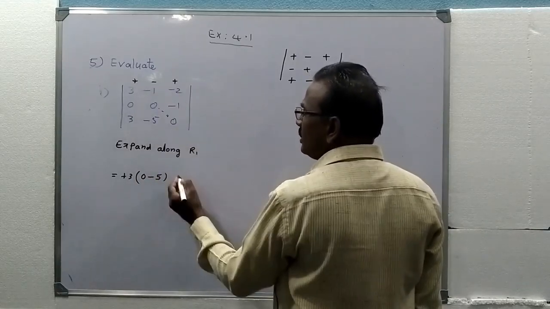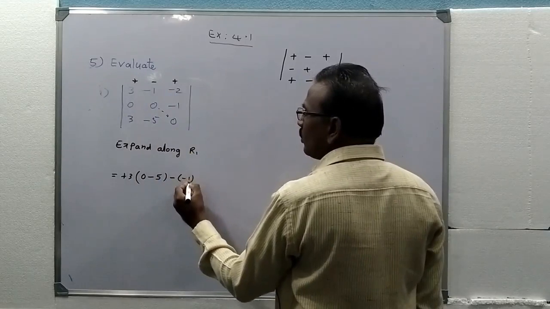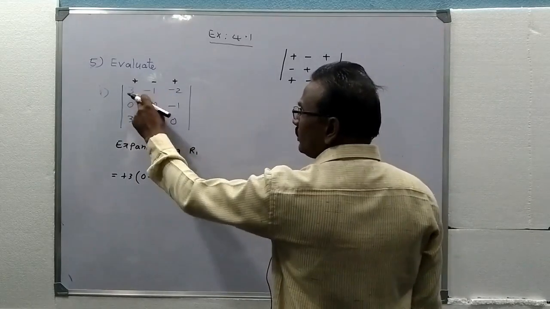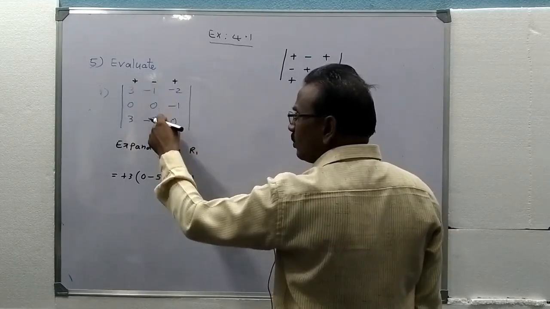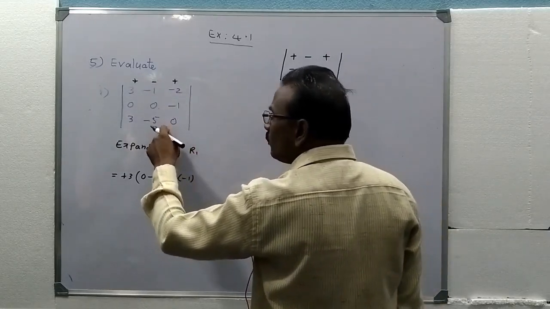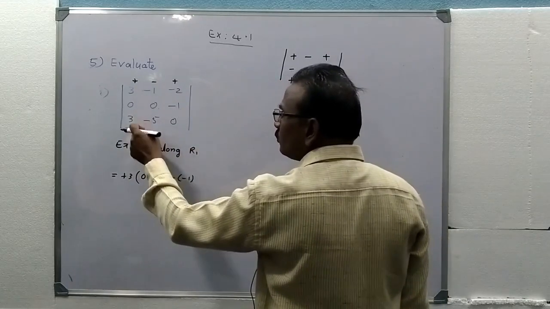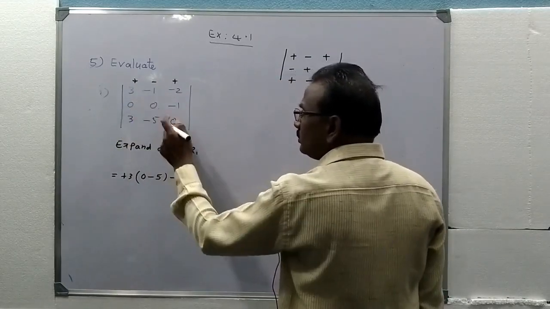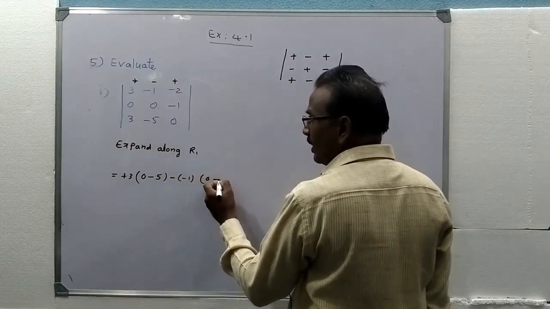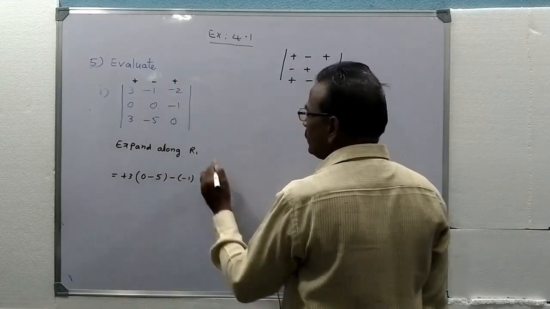Next sign is minus, element is minus 1. Here minus 1 is the first row, second column element. So delete the first row and second column elements. What are the remaining 4 elements? 0, minus 1, 3, 0. The determinant of these 4 elements is 0 into 0 is 0, minus 3 into minus 1 is minus 3.